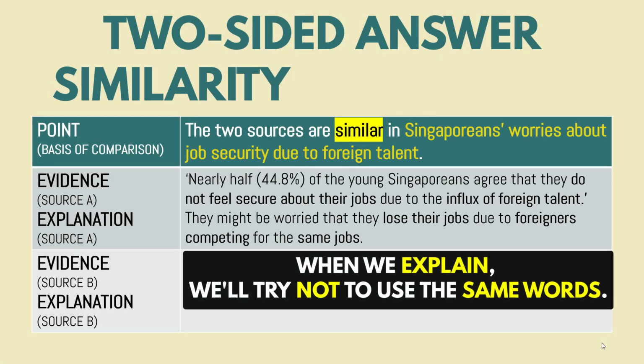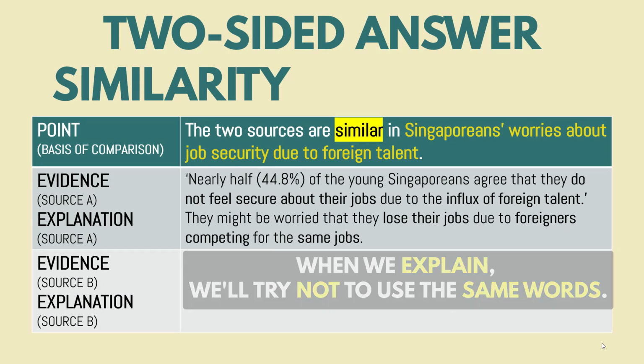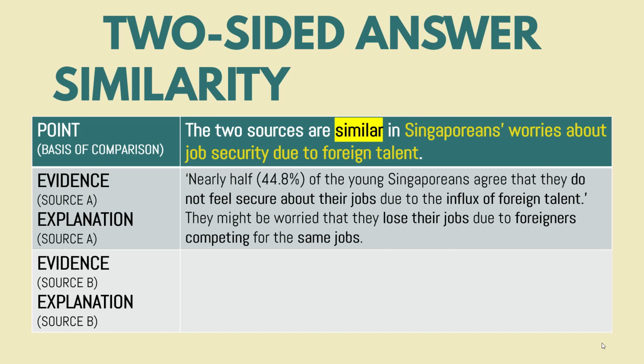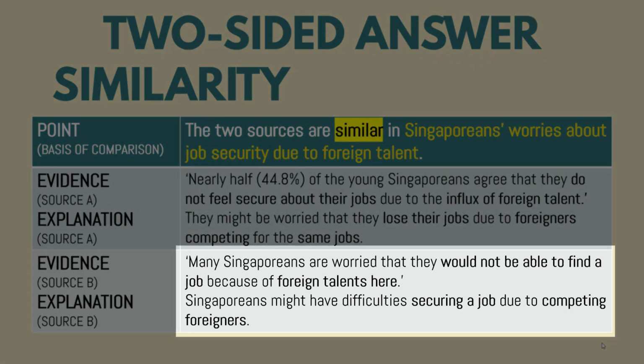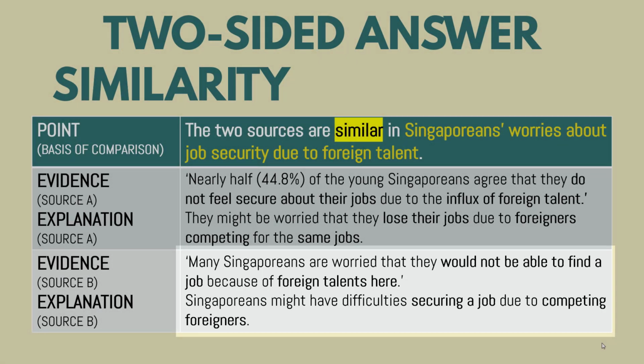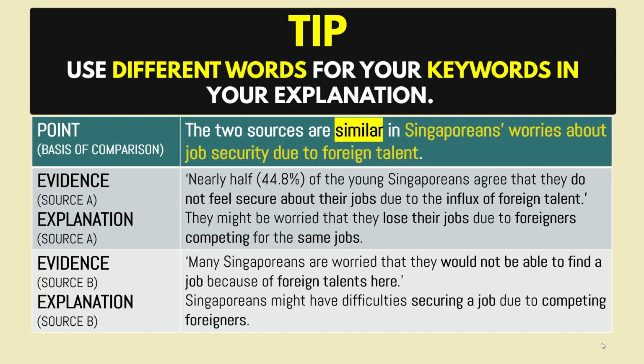Then when we explain, we will try our best not to use the same words. So they show that they are worried that they might lose their job to foreigners because they are competing for the same jobs. And as for B, they are worried that they might not be able to find a job due to foreign talent here. So Singaporeans might have difficulty securing a job due to the competing foreigners. The idea here is not to use the same words, to show the teacher that you understand. That's one way to explain your answer.